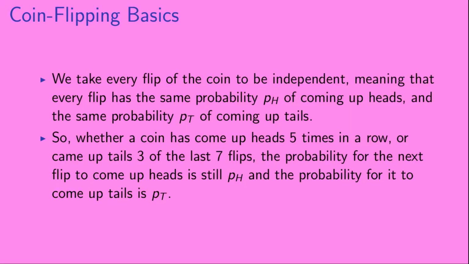We take every flip of the coin to be independent, meaning that every flip has the same probability pH of coming up heads and the same probability pt of coming up tails. So whether a coin has come up heads 5 times in a row or came up tails 3 of the last 7 flips, the probability for the next flip to come up heads is still pH, and the probability for it to come up tails is still pt.